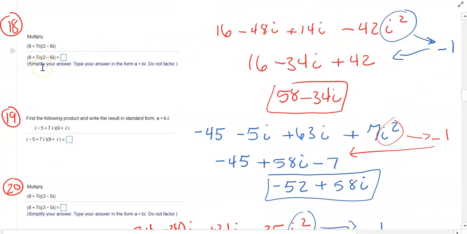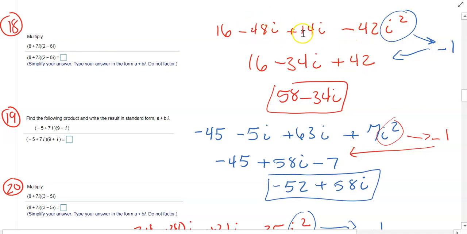Here we are foiling: first, outer, inner, last. So this needs to happen. You're going to see a pattern that happens each time that we do something like this. I'm showing each step every time because, well, you're learning it. All right, so we have 8 times 2. That's first. That gives me 16. 8 times negative 6i gives me negative 48i. 7i times 2 gives me 14i. And 7i times negative 6i gives me negative 42i squared. And as we've learned earlier, i squared is negative 1, so that negative 42 becomes positive 42.